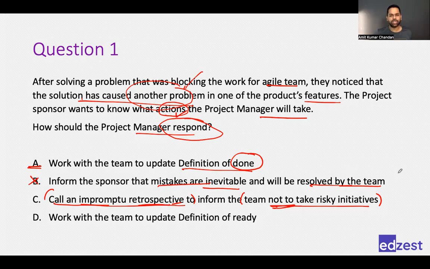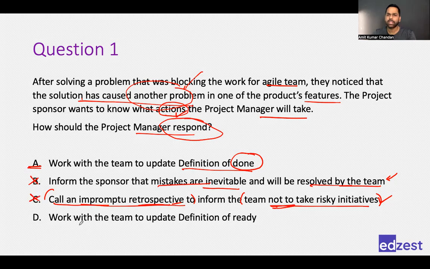Okay, again, similar to option B, the problems will be resolved. Okay, don't take any risky initiatives. How would the team know what is a risky initiative? Right? We have to discuss. We have to understand to what level we can take the risk, and to what level we cannot take the risk. Right? So we have to discuss all those parts rather than just saying, okay, don't take any risky initiatives from now on. Team will never work in terms of innovation. Team will never work in terms of making something work better. Right? So not a good choice.